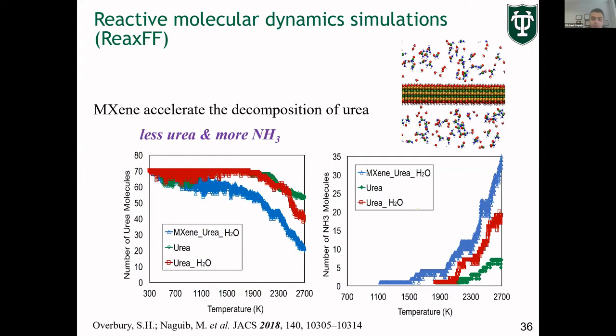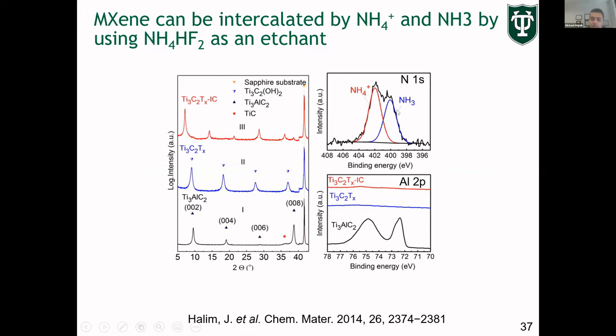So looking at the literature, we find that Halim et al., I was aware of this paper, showed that when you try to etch MXene with ammonium bifluoride, it results in intercalation of NH3 and NH4+. So okay, let's try to make this NH3, NH4+ intercalated MXene and compare it to the urea-treated MXene and see what we get. And here's what we got.